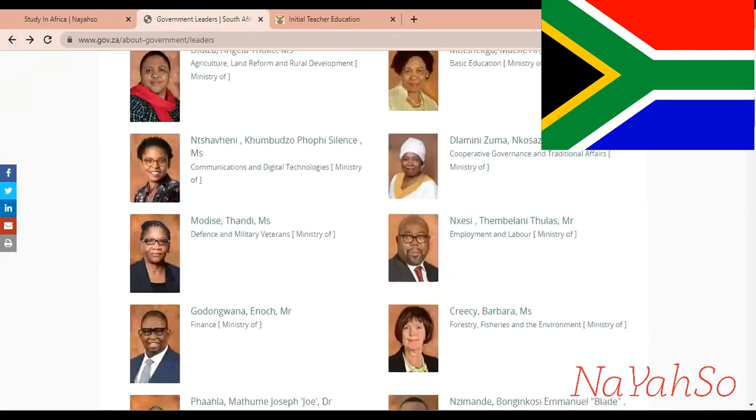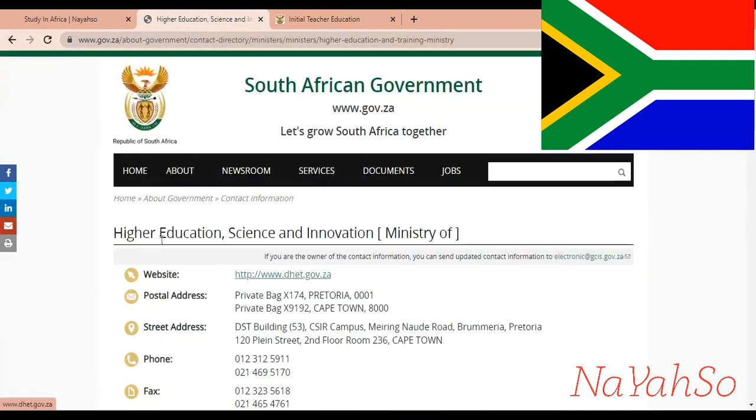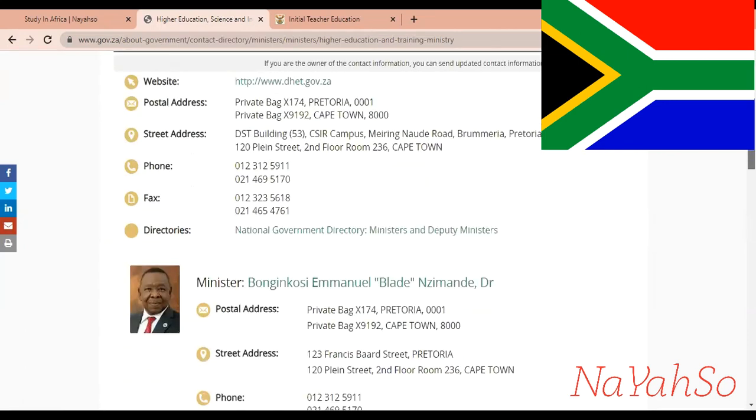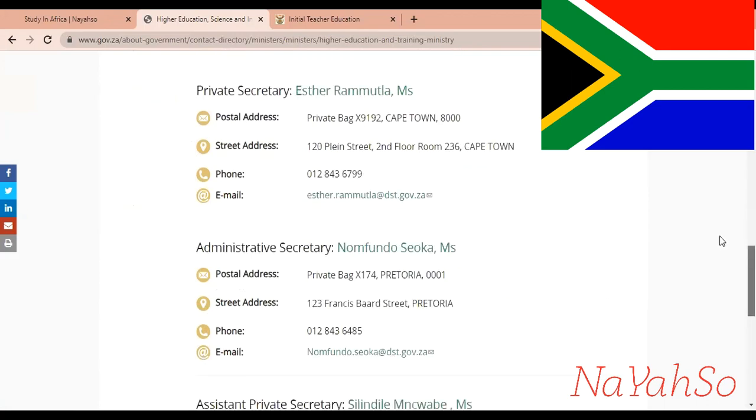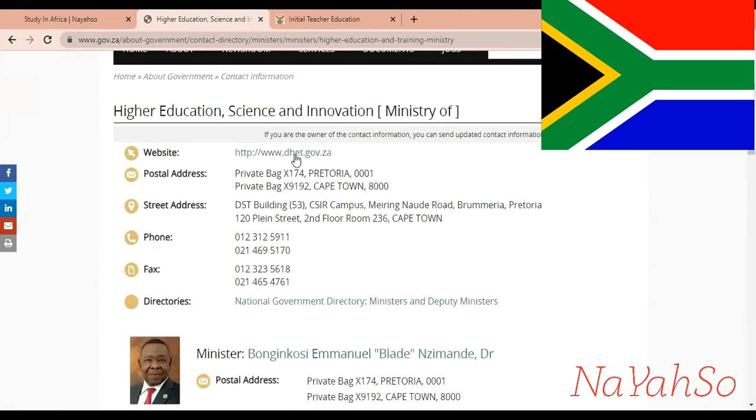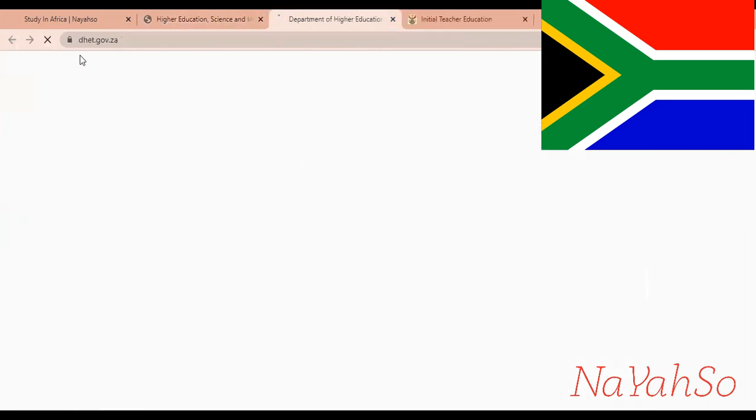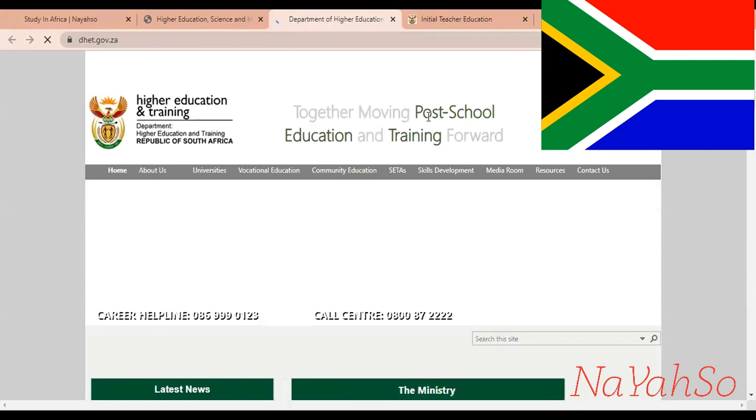So if you're thinking of going to higher education, science and innovation, let's try this one. Ministry of Higher Education, Science and Innovation, they have a website, and this is the Minister, Dr. Blade Nzimande, Chief of Staff and various persons. So let's go to the website for the Ministry of Higher Education, Science and Innovation, and the URL is there, dhet.gov.za. It says together moving post-school education and training forward.